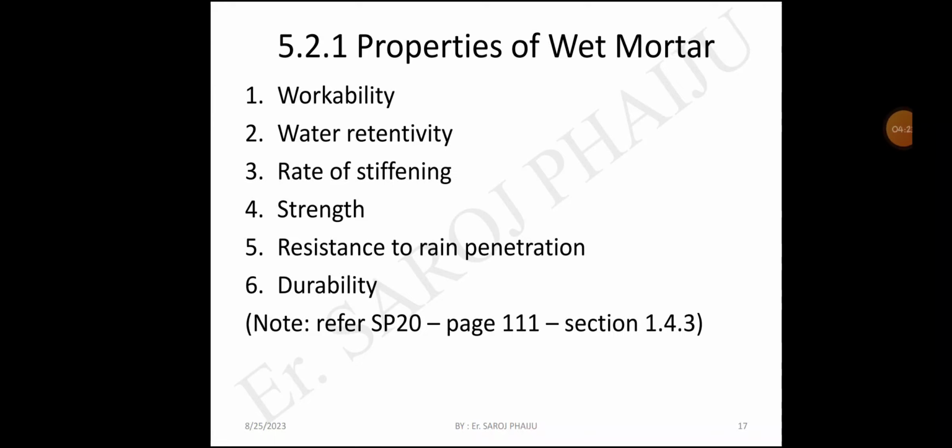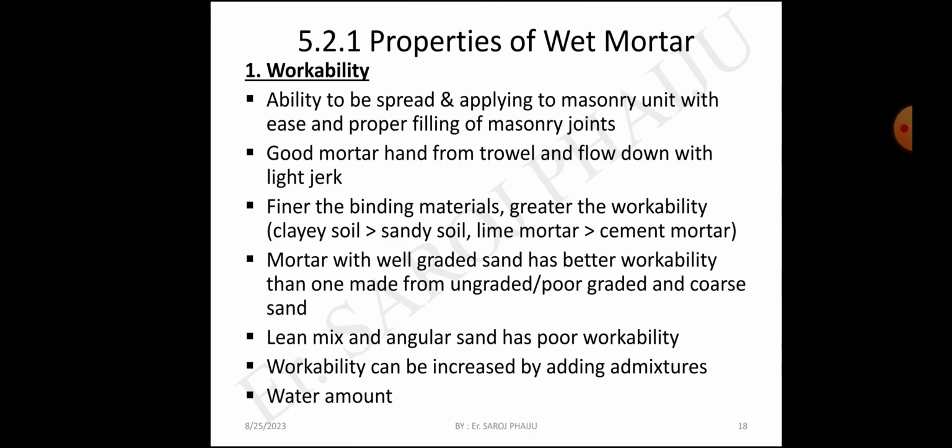5.2.1 Properties of wet mortar: workability, water retentivity, rate of stiffening, strength, resistance to rain penetration, durability. Workability: ability to be spread and applied to masonry units with ease and proper filling of masonry joints. Good mortar hangs from the trowel and flows down with a light jerk. Finer the binding materials, greater the workability. Clay soil is greater than sandy soil.